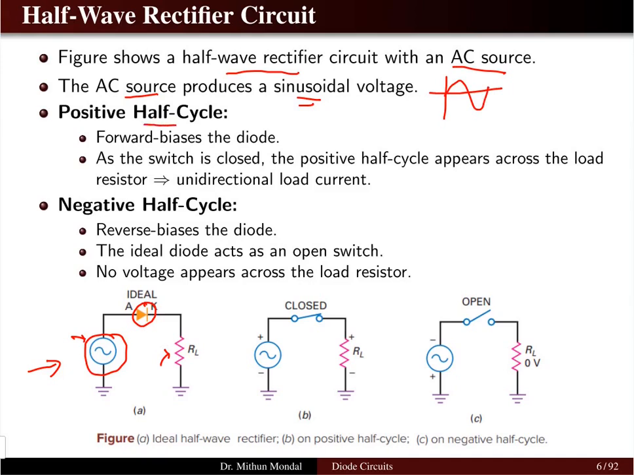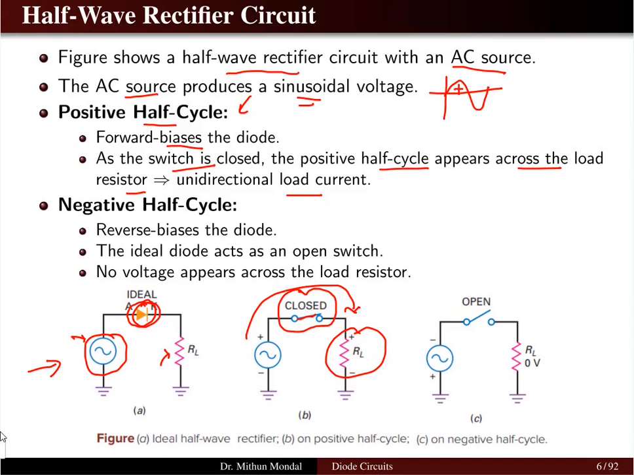The positive half cycle in the AC wave will forward bias the diode. So this diode will be forward biased. We have discussed in detail the meaning of forward biased and reverse biased in the previous lectures. The diode will be forward biased in the positive half cycle, and as the switch is closed, the diode is on. The positive half cycle appears across the load resistor, and you will be getting the unidirectional load current. Current will be flowing from the source to the load as if the switch is closed or the diode is on.